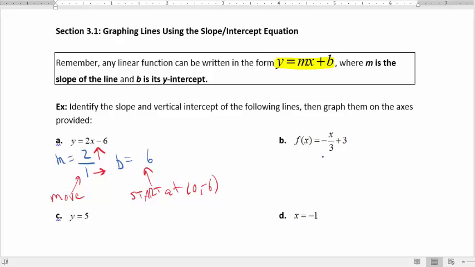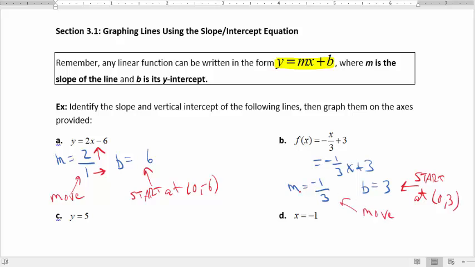Okay, this one is already also in y equals mx plus b form, except y is replaced with f of x. It's just function notation. And negative x over 3, you can really rewrite this as negative 1/3 x plus 3. So the slope in this case is negative 1/3, and the y-intercept is 3. So again, for this one, we will start at the point 0, 3, and then this slope of negative 1/3 is going to tell us to move down 1 and right 3.